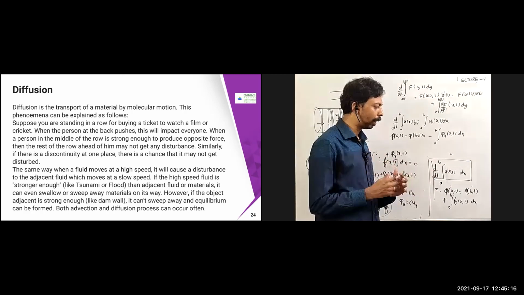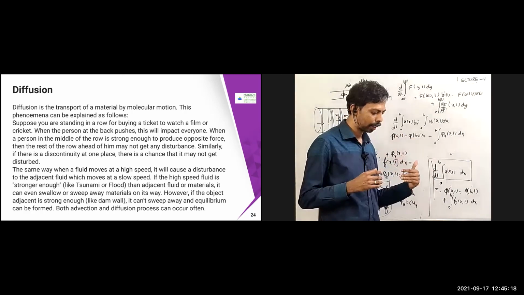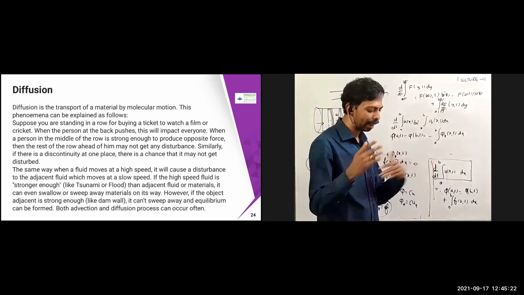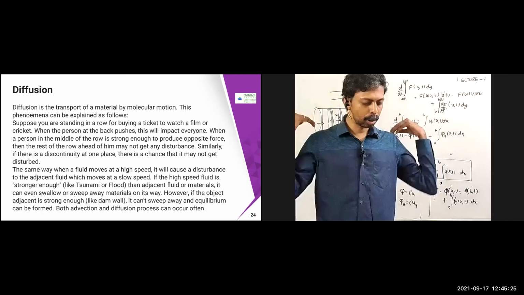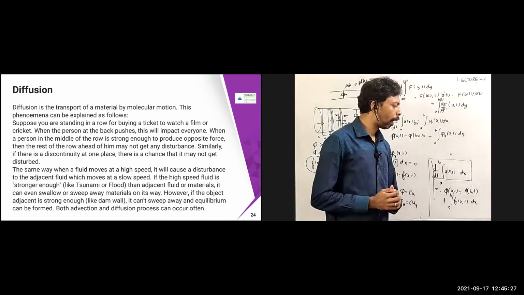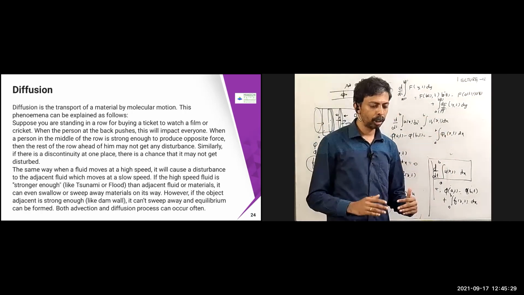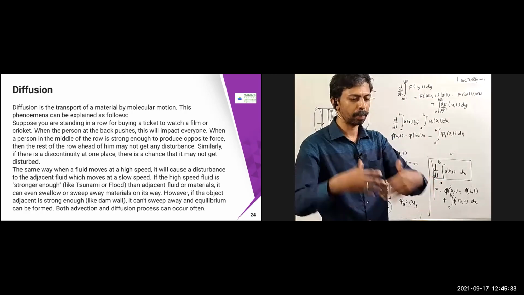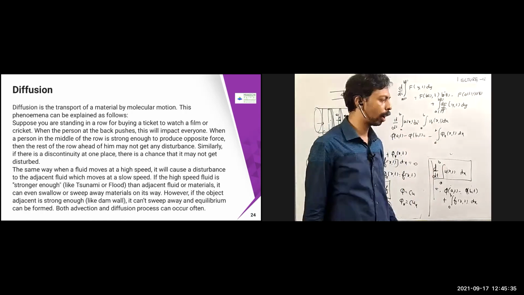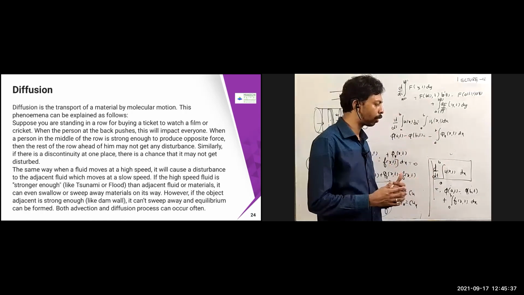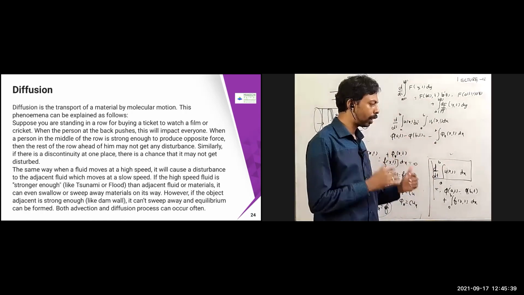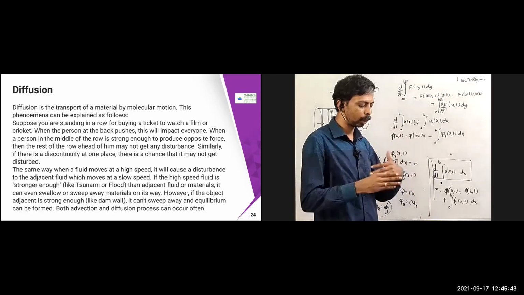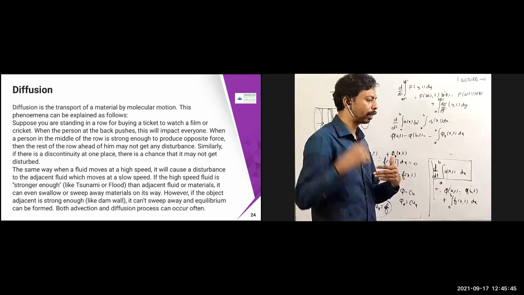Now what will happen? Suppose a person pushes you from the backside. You are just standing here, someone from the backside is pushing. Then he is going to lean on you. Automatically, you are going to lean on the person before you. Then that person is going to lean on the other person, like a dominoes effect. The person in the middle of the row affects one person, and consequently the next person.